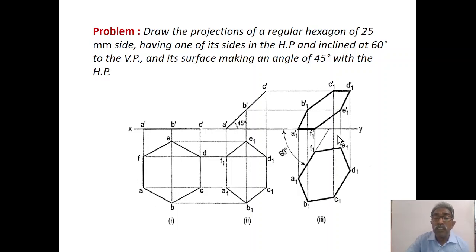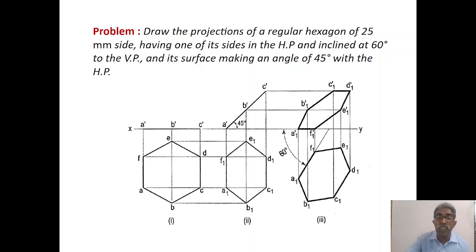Now see that in the front view you are getting the reduced hexagon, as well as in the top view you are getting the reduced hexagon. Both are reduced figures. You have to remember, when a plane is inclined to both planes, the front view and the top view both are reduced figures.